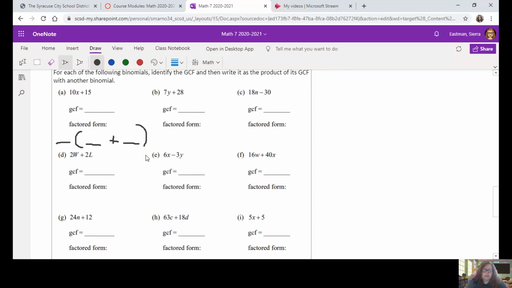Okay. Some of these, as you get down to D, E, and F, G, H, and I, have multiple variables. Okay, if that's the case, you're going to do the same exact process, but then you would just have 2 variables in your answer. For example, D here, I'd still have my GCF on the outside. I'd have one other factor with a W on it. And then my very last factor would have that L on it. Okay. Don't get confused by those variables. Just make sure you add them on in your answer.